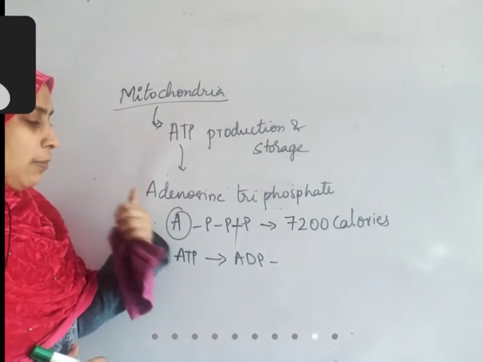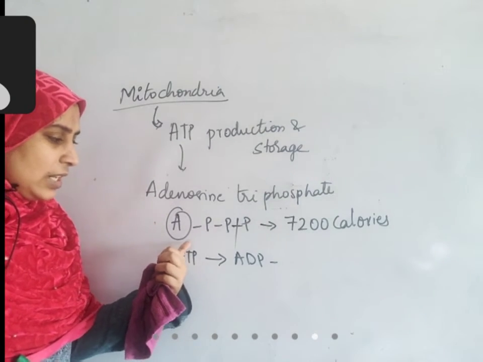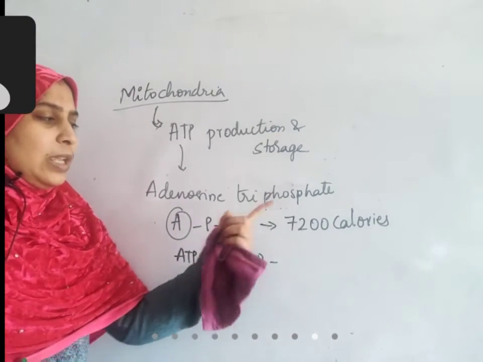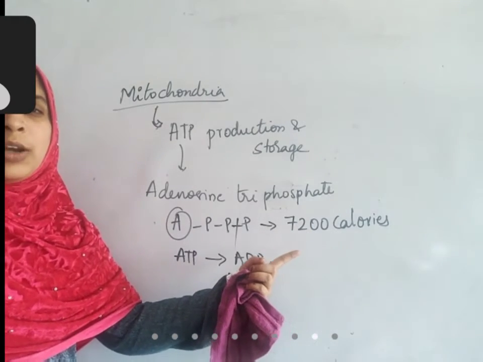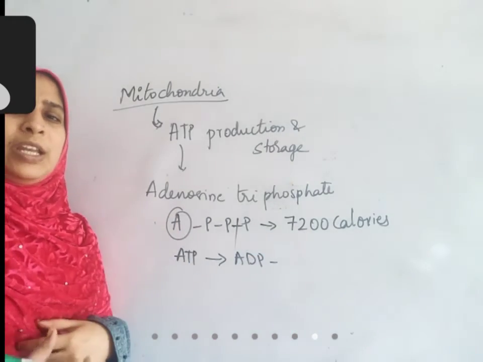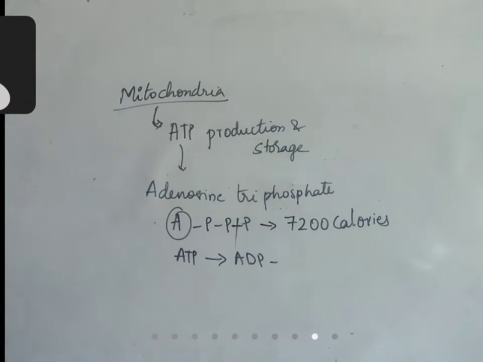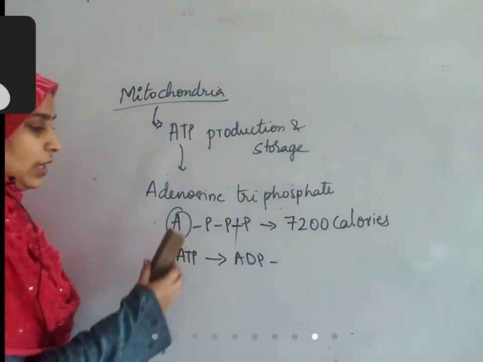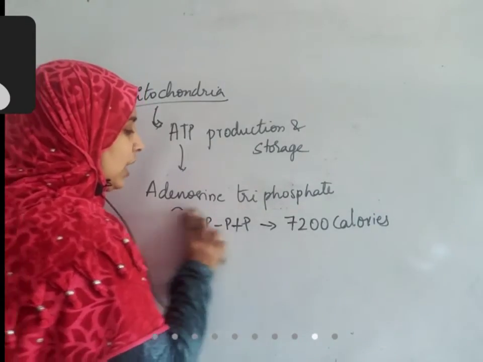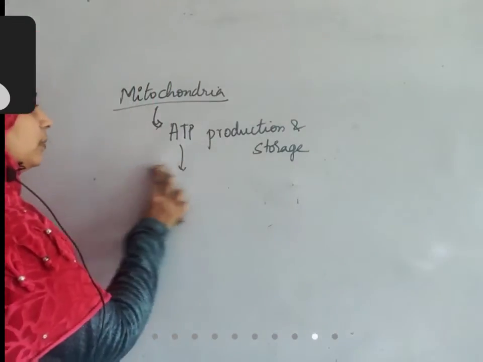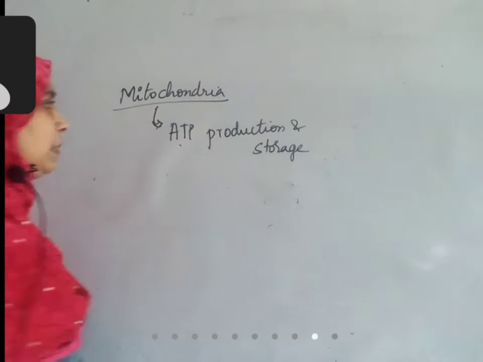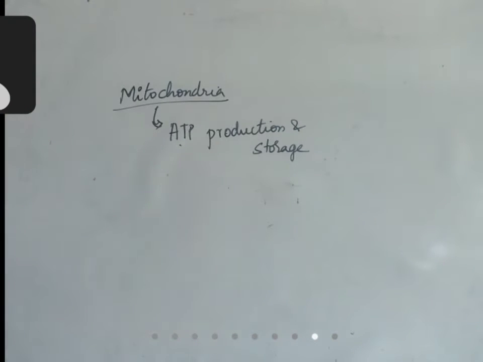Where is it stored? In mitochondria. When our body needs energy, this bond will break and 7,200 calories of energy will be released. Depending upon our need, that energy will be released. If you are doing more work, a larger amount of ATP molecules will convert into ADP. If you are doing less work, a smaller amount will convert into ADP. So this is how ATP production and storage occurs in the mitochondria.